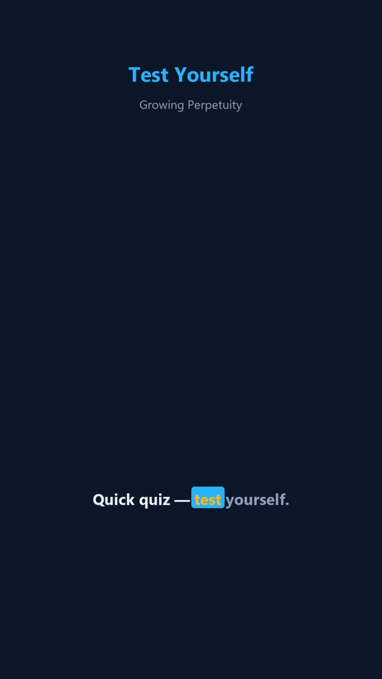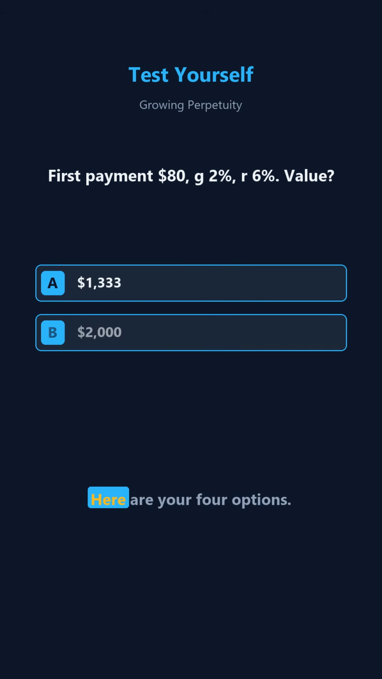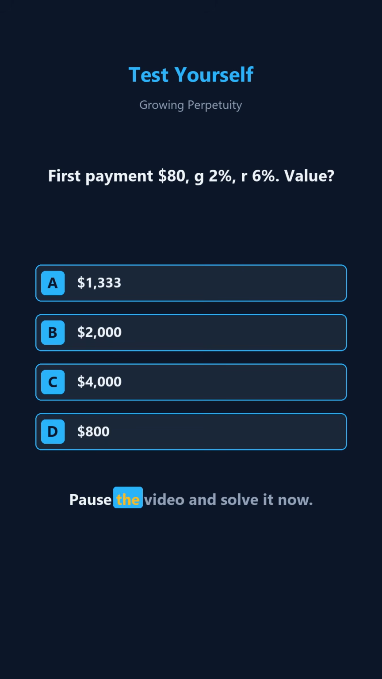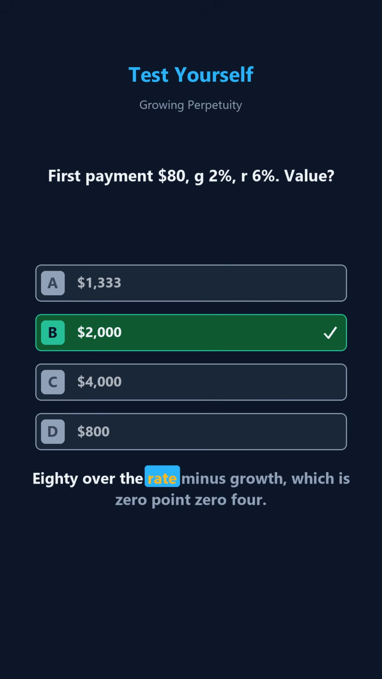Quick quiz, test yourself. A growing perpetuity has a first payment of $80, grows 2% forever at a 6% rate, so what is its value? Here are your 4 options. Pause the video and solve it now. The correct answer is B, $2,000. 80 over the rate minus growth, which is 0.04.